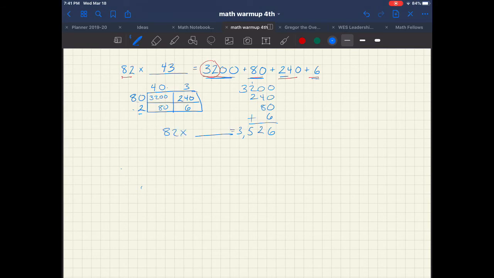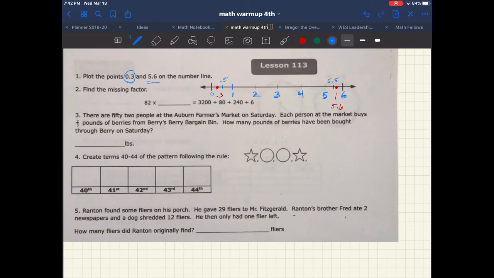And then, 82 times something equals that, which means 3,526 divided by 82 equals that same blank. And we already know that it's 43. But if you went ahead and divided your 82 into your 3,526, and you could do the standard long division or the big 7, you should come out to 43. So here we go, 43.